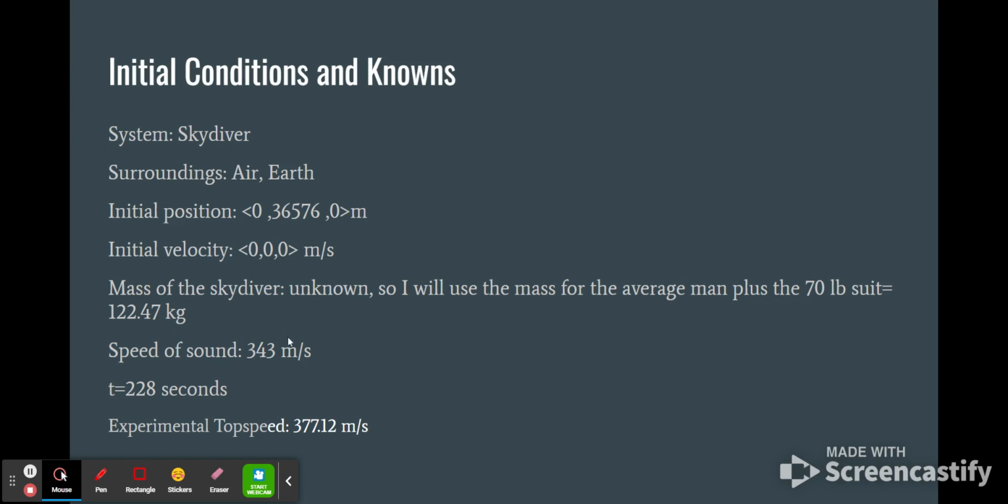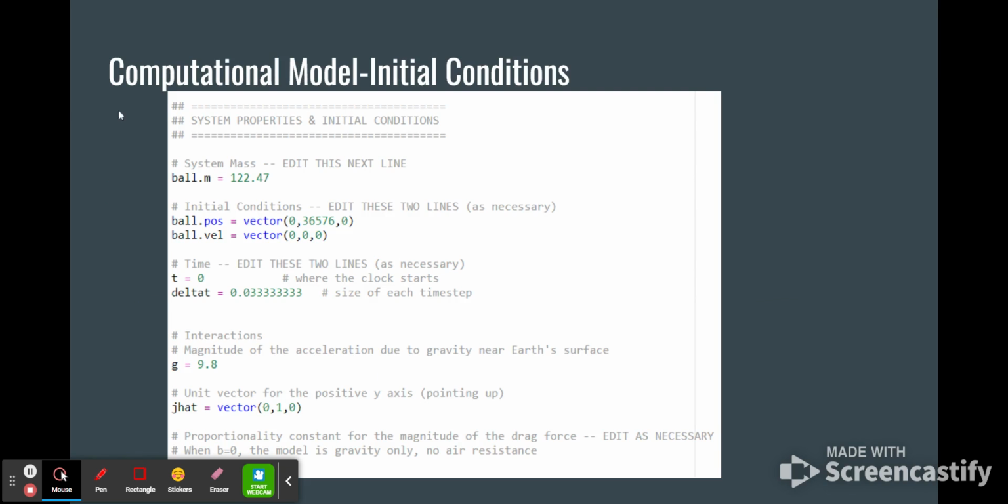The speed of sound is 343 meters per second, and our skydiver in the experiment ended up reaching a top speed of 377.12 meters per second. The time elapsed was 228 seconds. So the goal is to try and have my computational model get to the top speed that he did. So I plugged in my initial conditions: my mass, my initial position, my initial velocity, the gravitational constant, and also the coefficient of drag force, which I found just through the guess and check method to be 0.009.